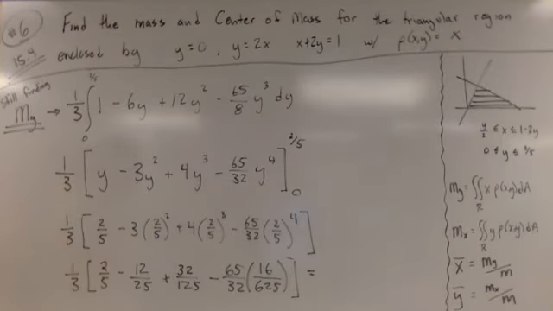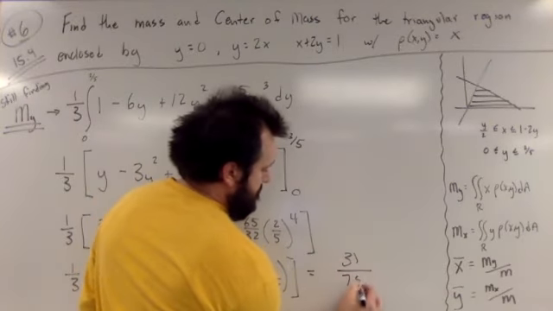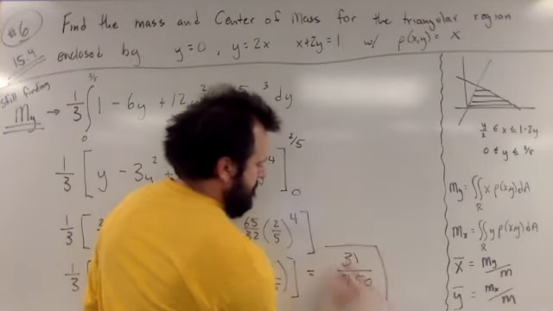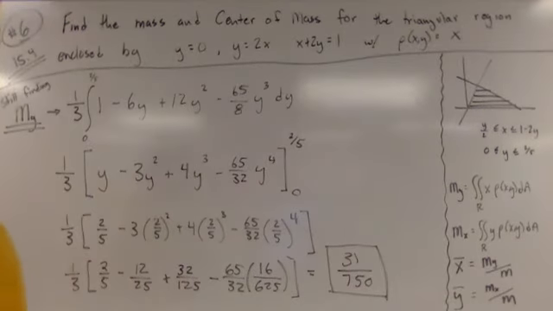Little more. So from there, that is equal to 31 over 750.